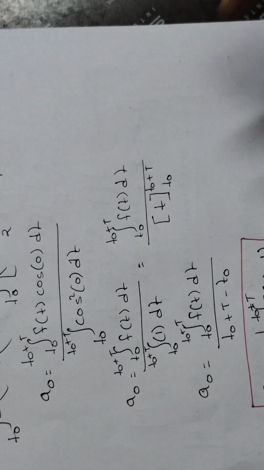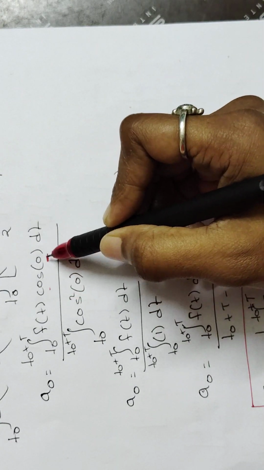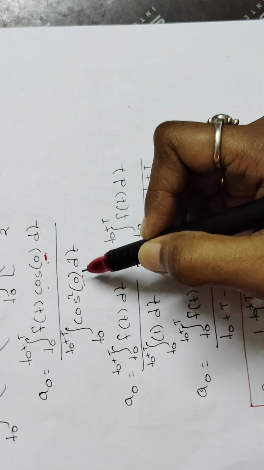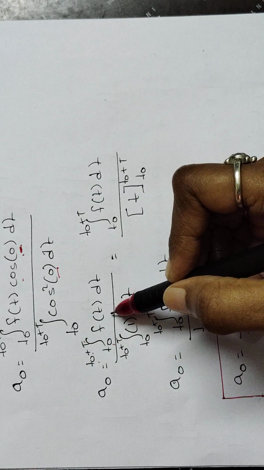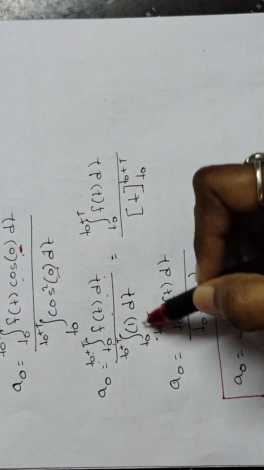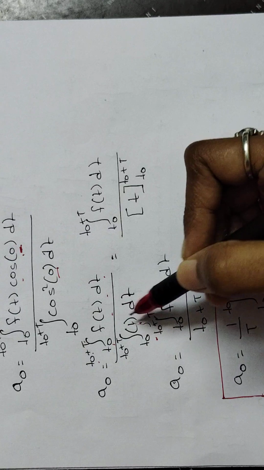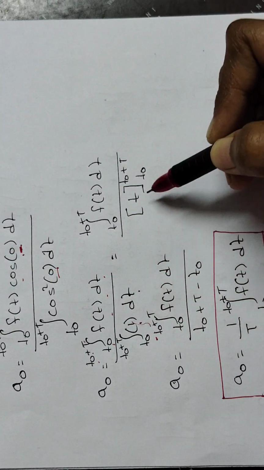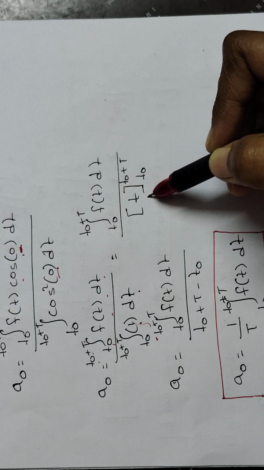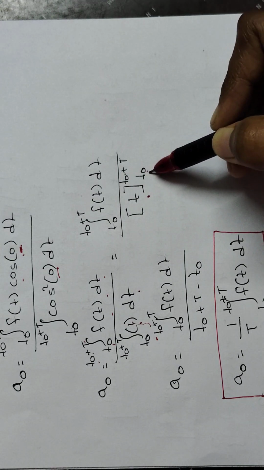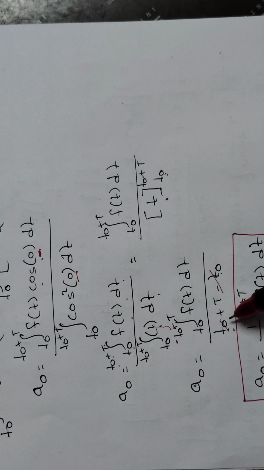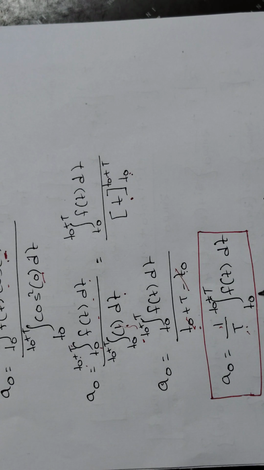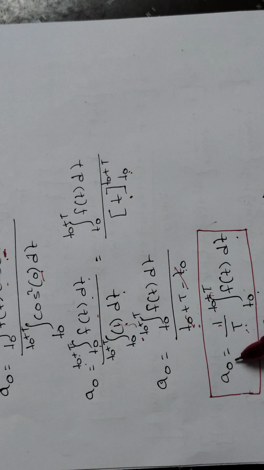Now in this, in place of n I am substituting 0. Here also 0. So cos 0 value is 1. Integral t naught to t naught plus t f of t into dt, divided by integration of cos 0 value, which is 1 into dt. If you integrate 1, we get t. If you substitute upper limit and lower limit, t naught plus t minus t naught, so these two are getting cancelled. We get 1 by t integration t naught to t naught plus t f of t into dt. So this is the a naught value.